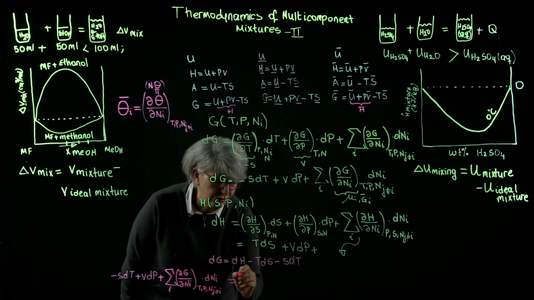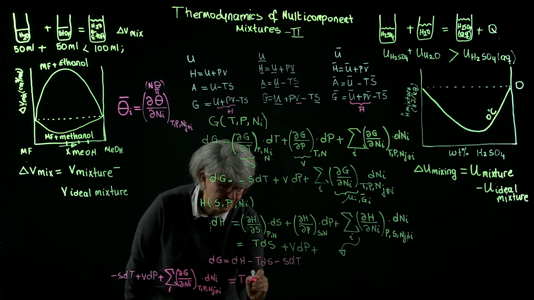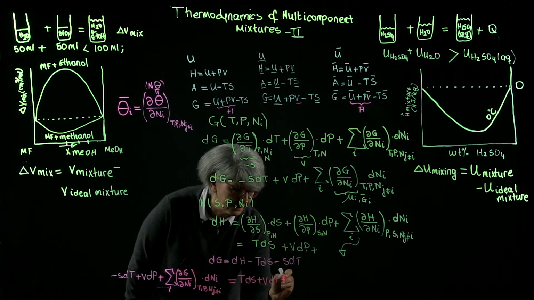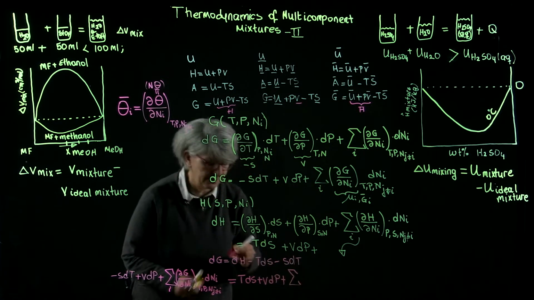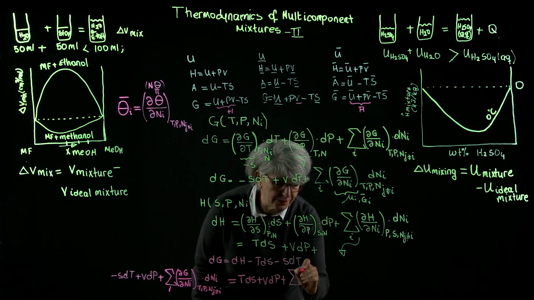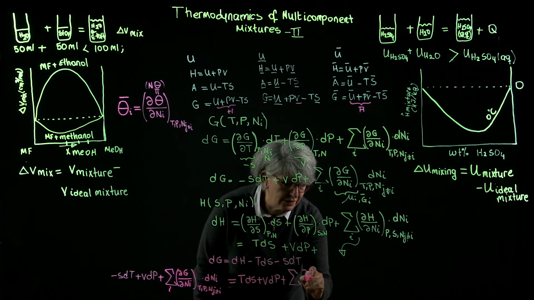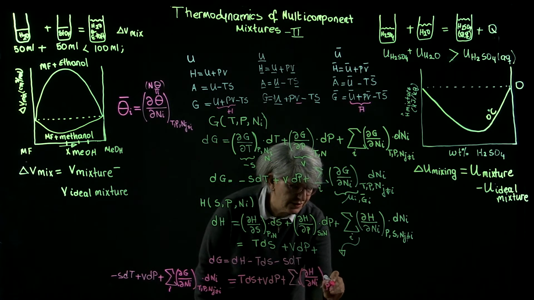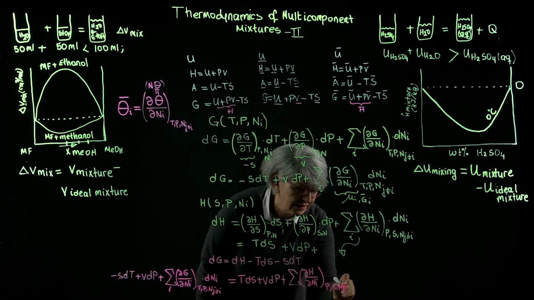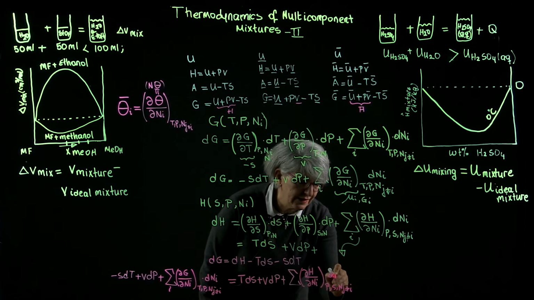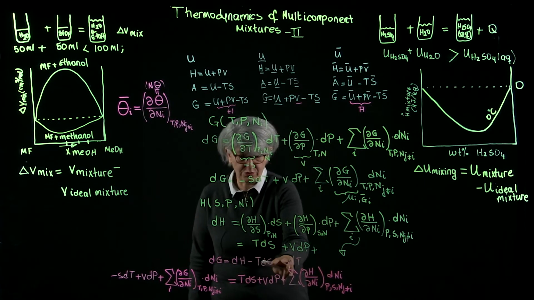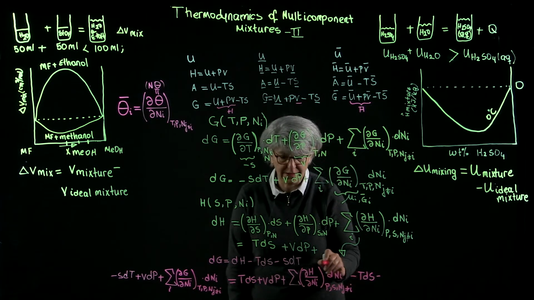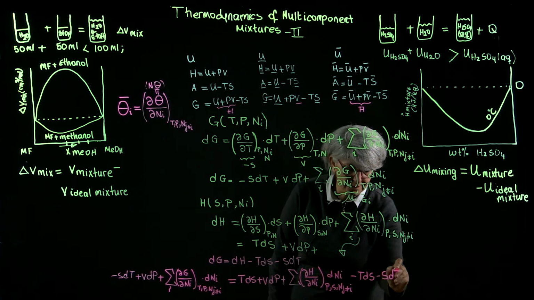My dH is equal to TdS plus VdP plus summation of del H over del Ni. My parameters are pressure, entropy, Nj different from i, dNi. Then those two terms: minus TdS, minus SdT. Right?